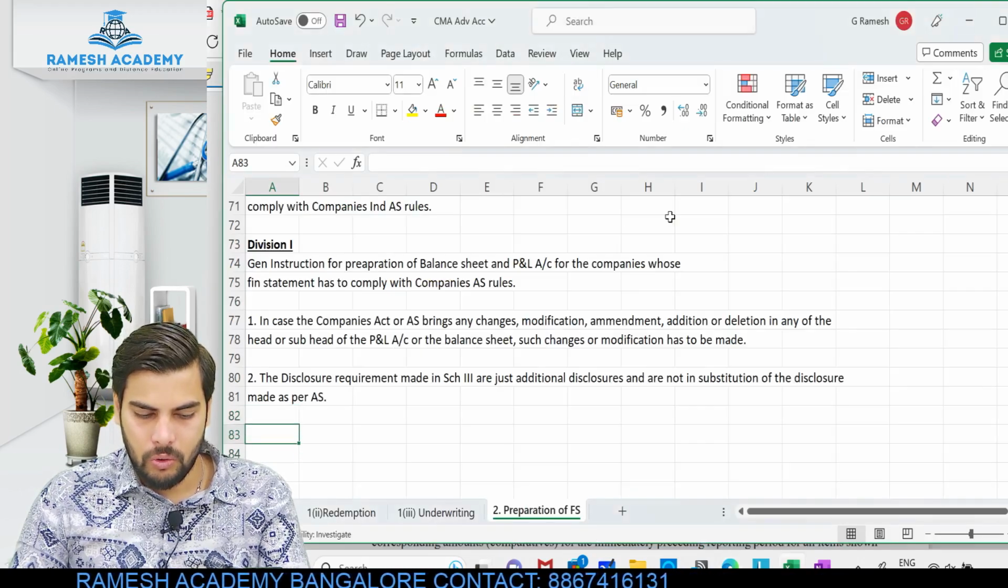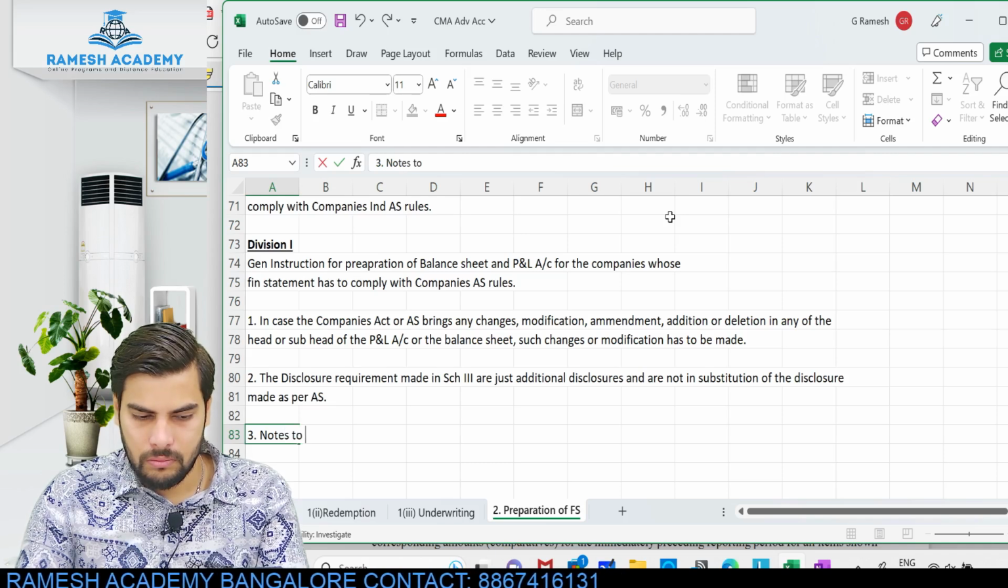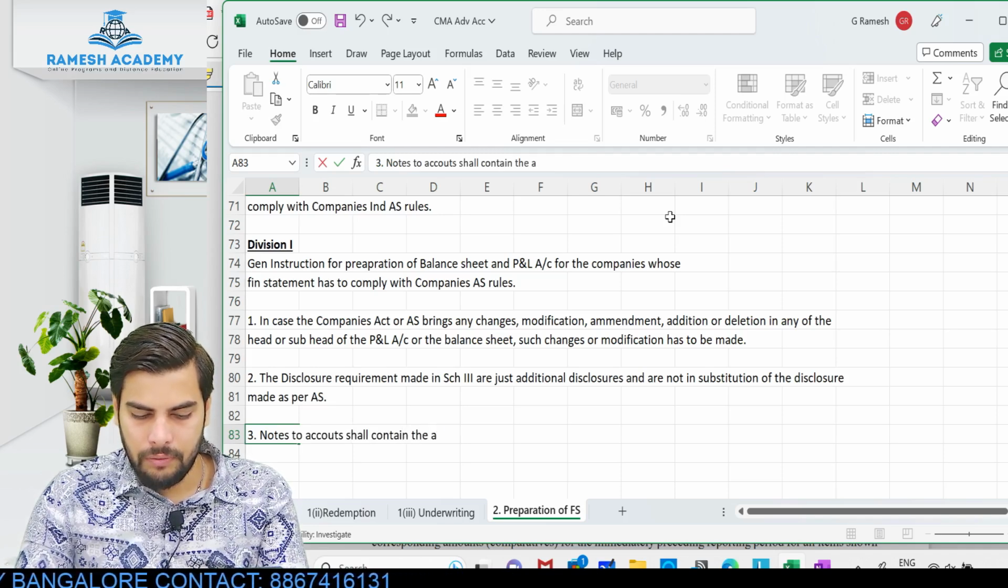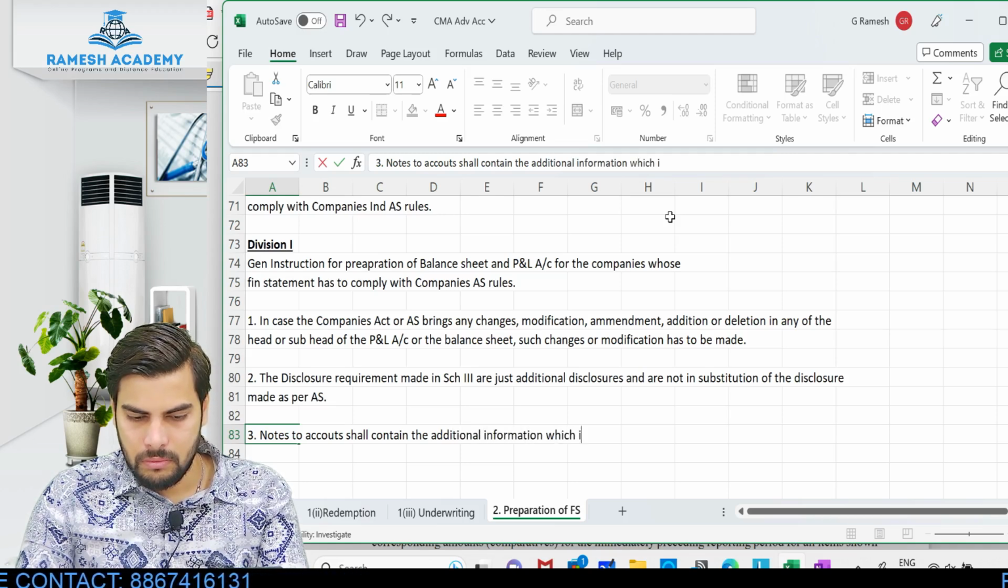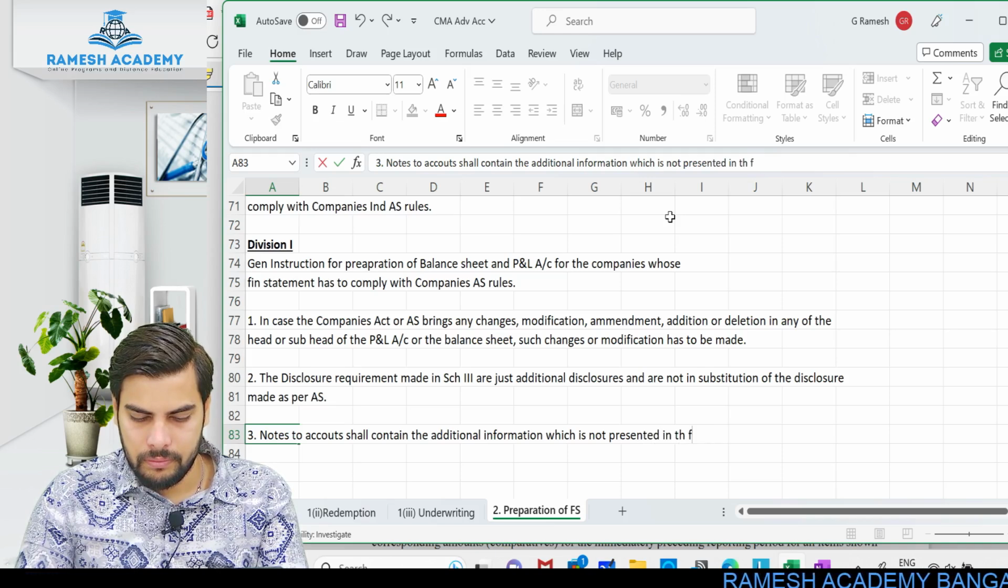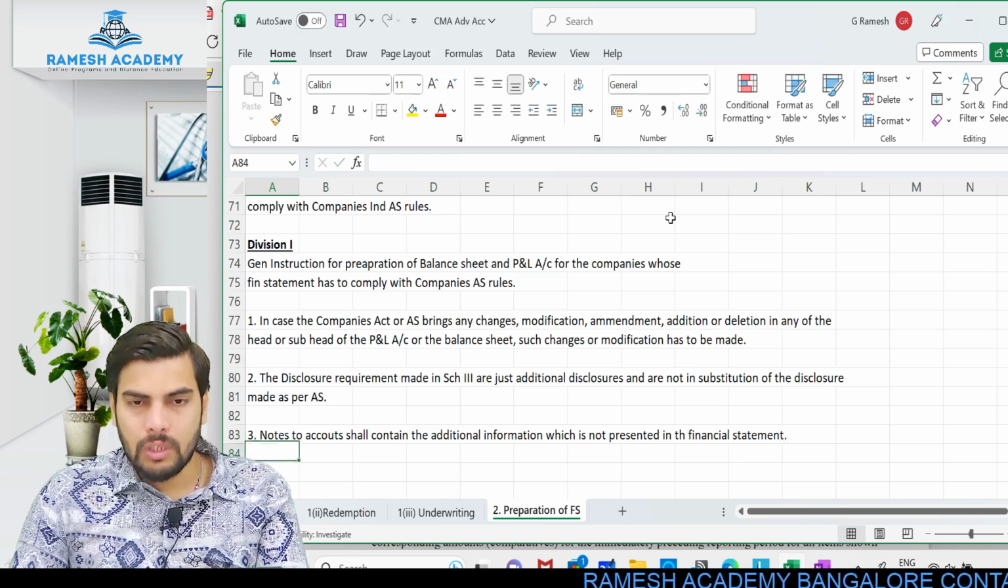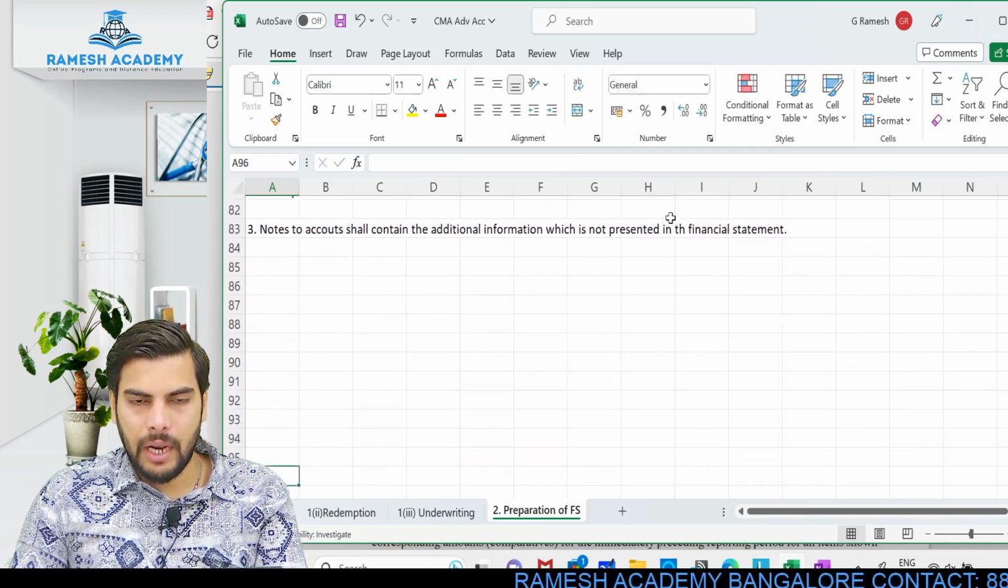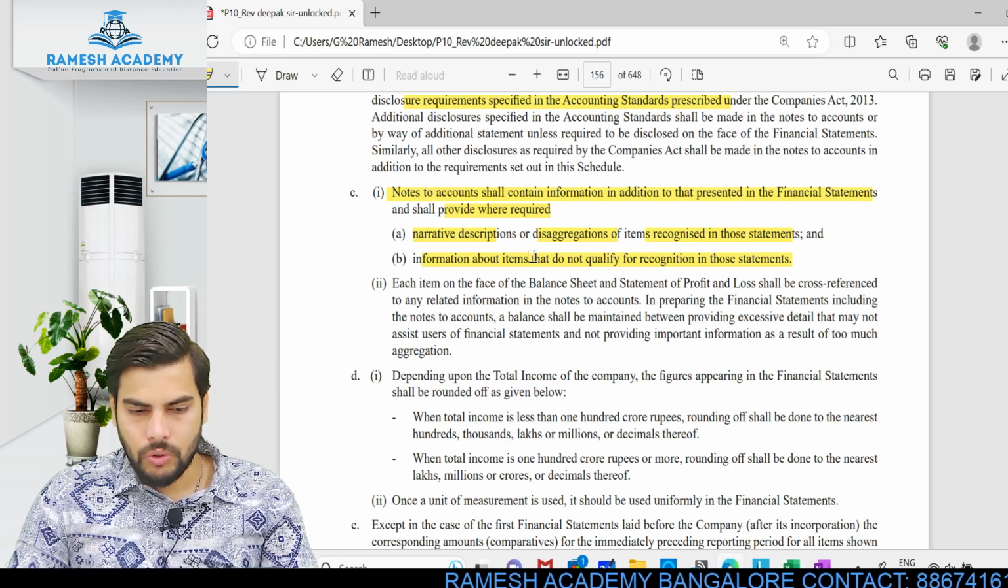Okay, so notes to accounts shall contain the additional information which is not presented in the financial statement. So that information which is not shown on the face of the financial statement will be disclosed in the notes to accounts. Look at this.